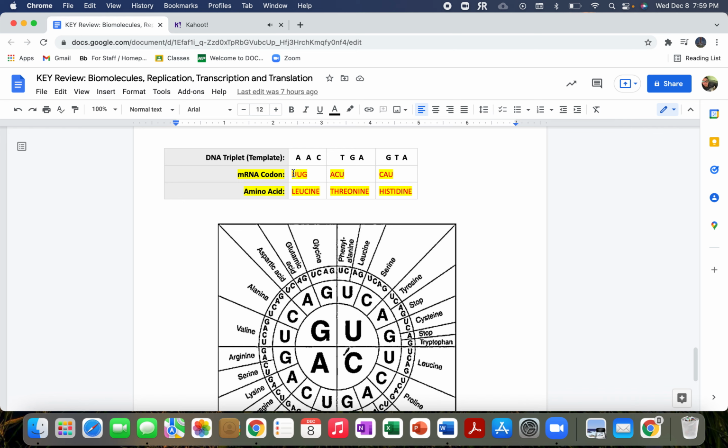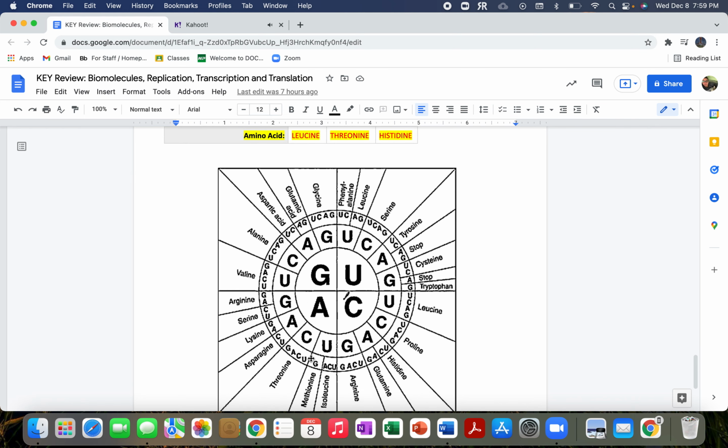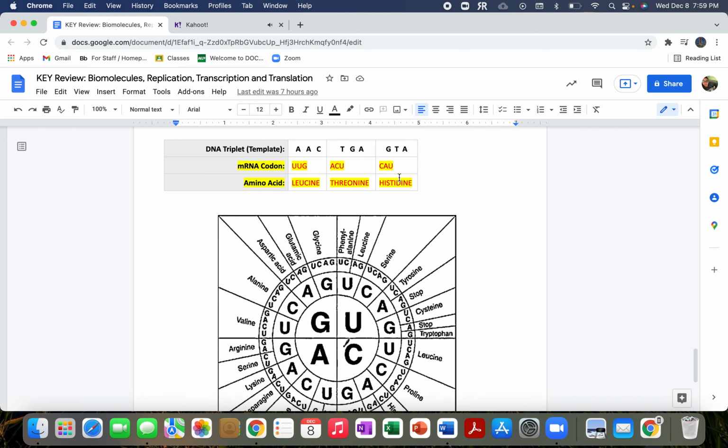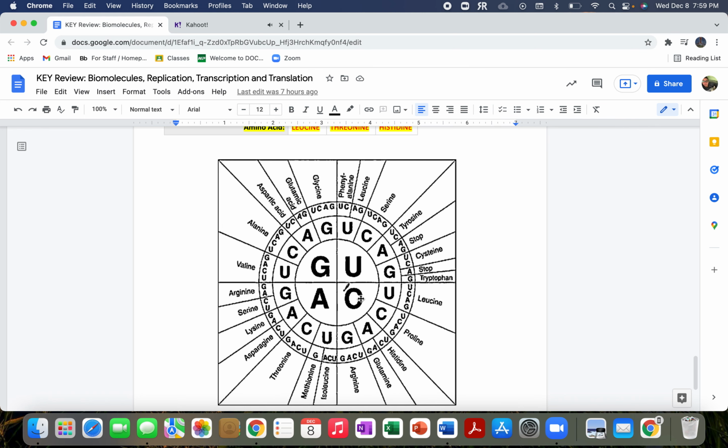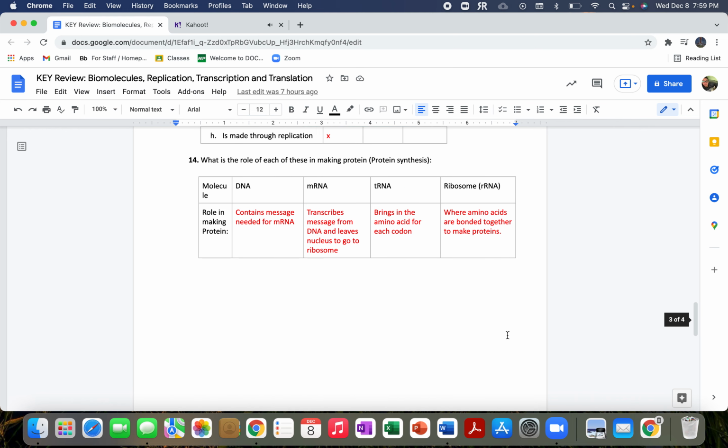So our A goes to U, A goes to U, C goes to G. When we look at our codon wheel, it's U, U, G. That's how we got leucine. Here we have T, T goes to A, G goes to C, A goes to U. So A, C, and then U is going to be threonine. And then the last one, G goes to C, T goes to A, A goes to U. So CAU, histidine. Okay, now I'm going to go through the Kahoot.